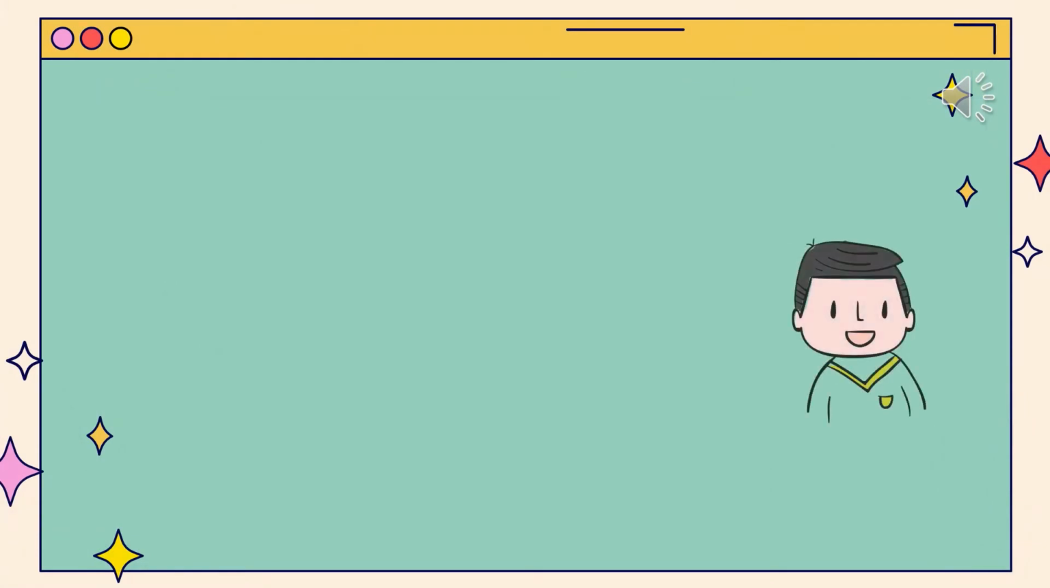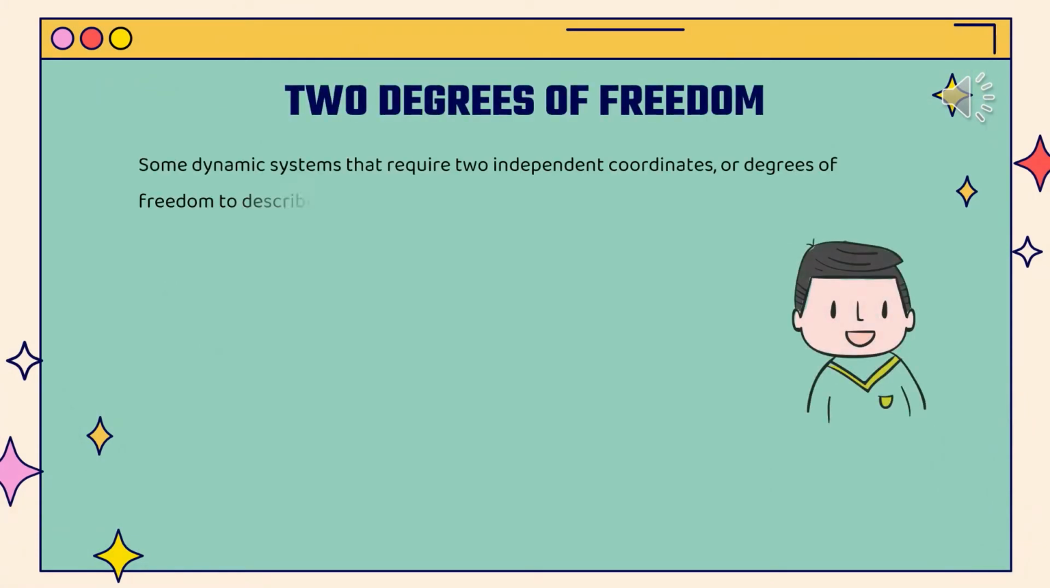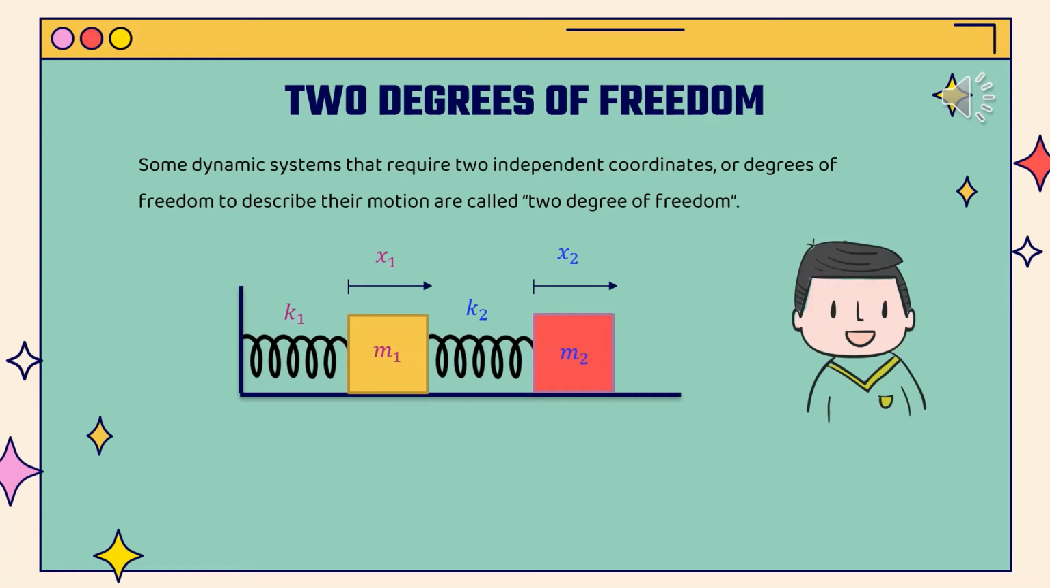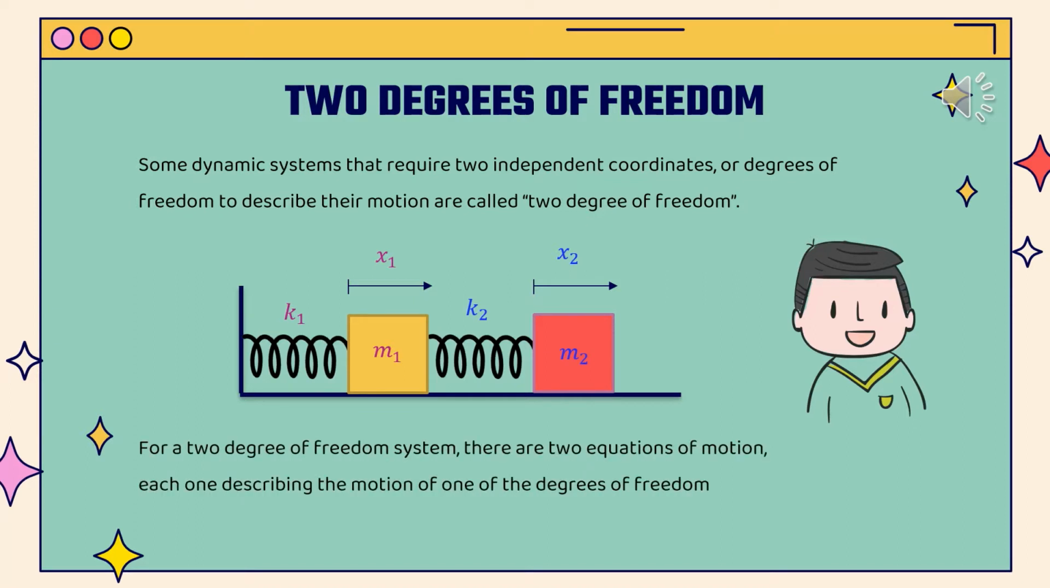Generally, some dynamic systems that require 2 independent coordinates or degrees of freedom to describe their motion are called 2 degrees of freedom systems. The figure shows a system having 2 degrees of freedom in the same direction but on different masses. For a 2 degree of freedom system, there are 2 equations of motion, each one describing the motion of one of the degrees of freedom. In general, these 2 equations are in the form of coupled differential equations. Assuming a harmonic solution for each coordinate, the equations of motion can be used to determine 2 natural frequencies or modes for the system.